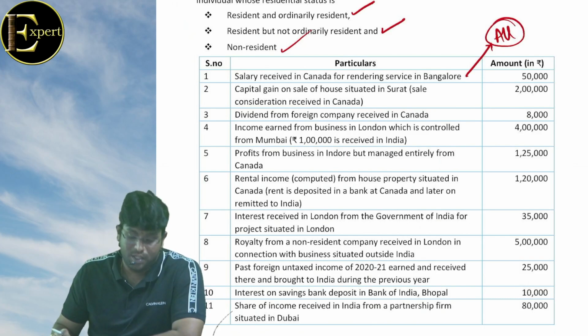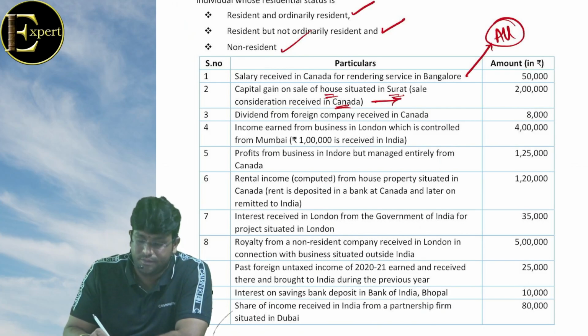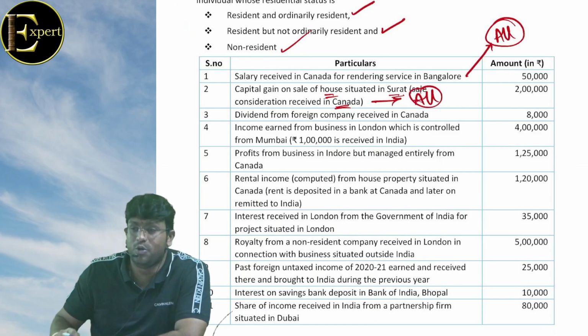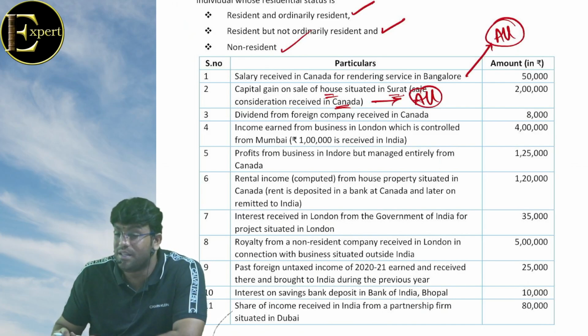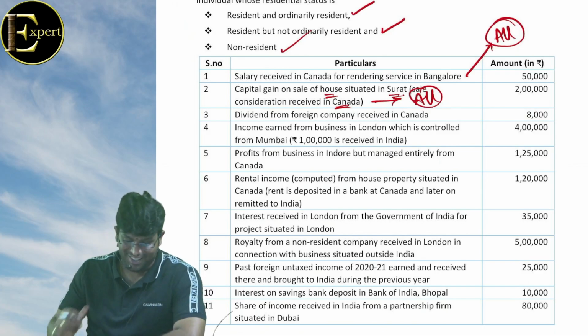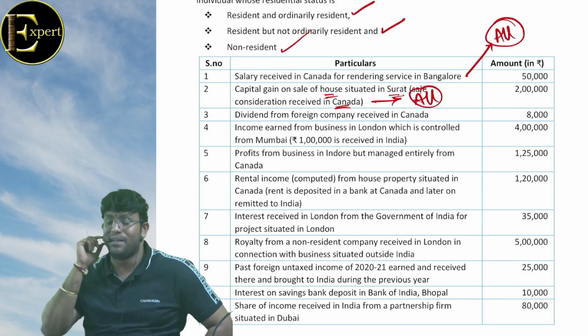दोस्तों, second point. Capital gain on sale of house situated in Surat. Consideration received in Canada. Taxable for all. क्यों? प्रॉपर्टी इंडिया में भाई. सूरत किधर है? इंडिया में. किधर किधर? कुछ तो बोला हूँ. कोलकाता बोला ना? ठीक है. नेक्स्ट. क्या भाई?